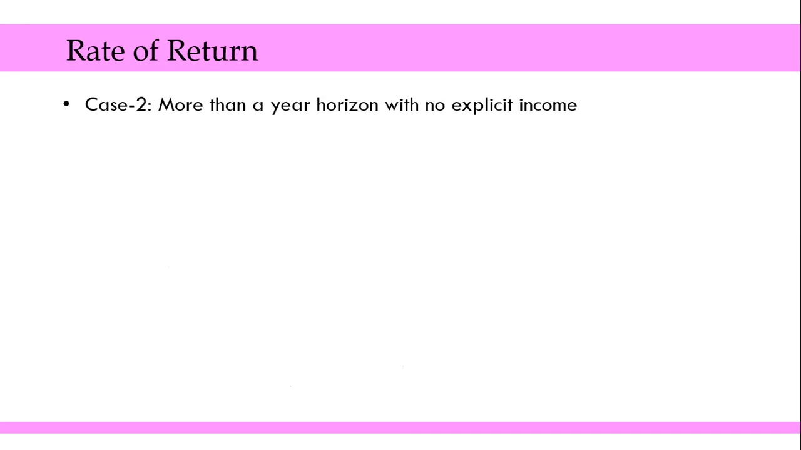Here, we are taking an investment horizon or holding period of more than 1 year and there is no explicit income. That means I am investing something today. After a period which is longer than 1 year, I get something back. In between, I don't get anything. In that case, the rate of return R is calculated as nth root of Pn divided by P naught minus 1, where Pn is the price at the end of the period and P naught is the price I pay at the beginning to buy the investment. N is number of years.